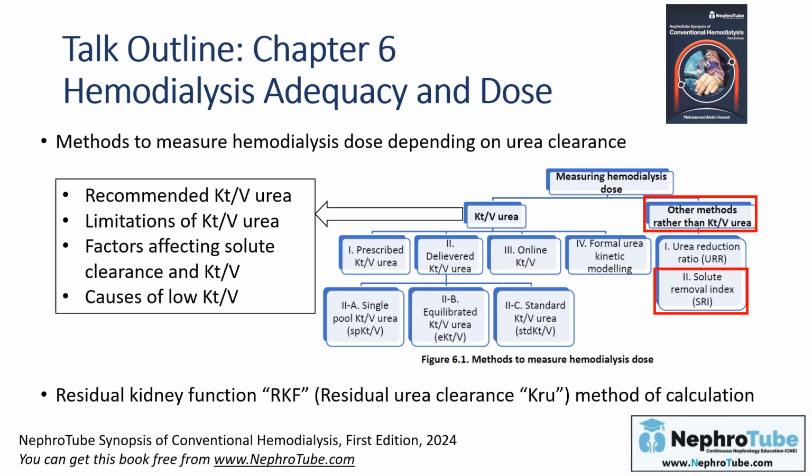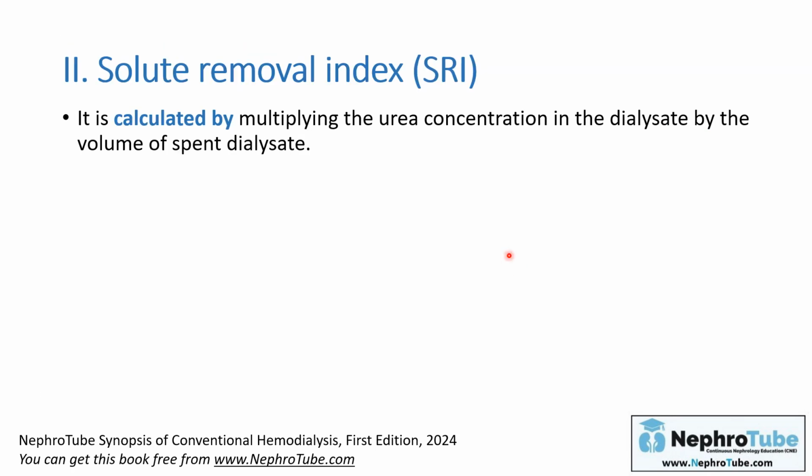The second point is solute removal index. In this part, they collect the dialysate spent through dialysis, and they measure the urea concentration in the dialysate and multiply it by the volume of spent dialysate. But actually, it is not practical to collect the spent dialysate. We are talking about 120 to 200 liters. How will I collect 120 to 200 liters from the patient to measure the urea concentration in them and to know the volume of spent dialysate?